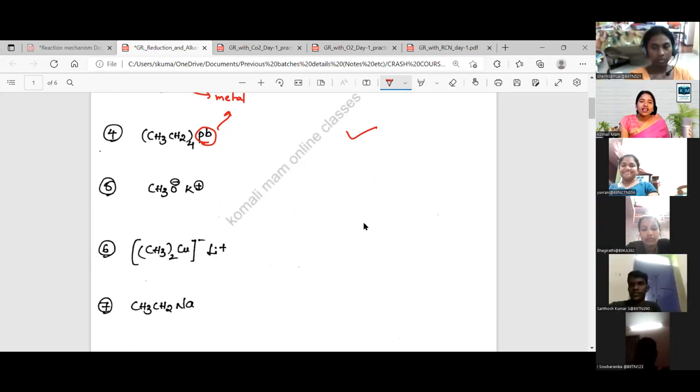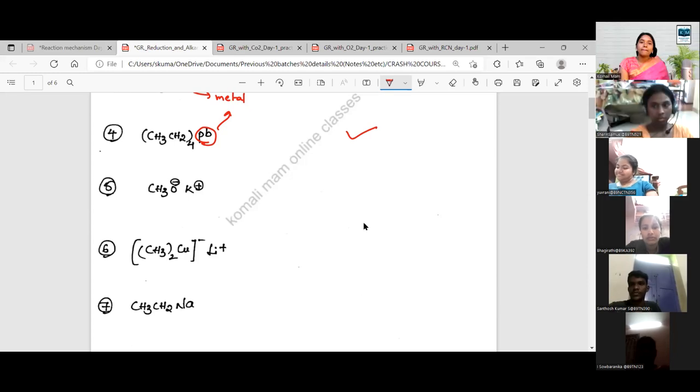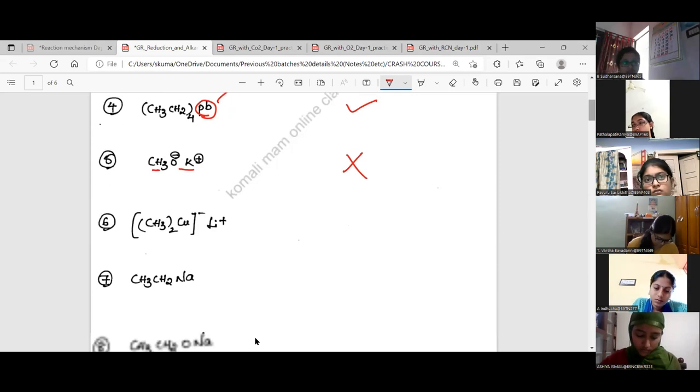Why? Because this is a metal, but the metal should be directly connected with a carbon. But here the metal is not directly connected with a carbon. Oxygen is present in between. So it is not an organometallic compound. See the next one.